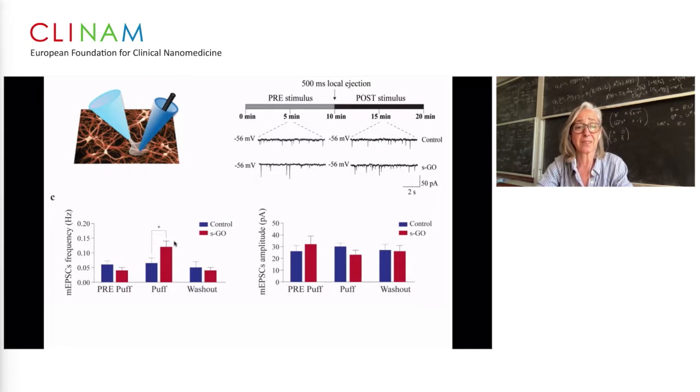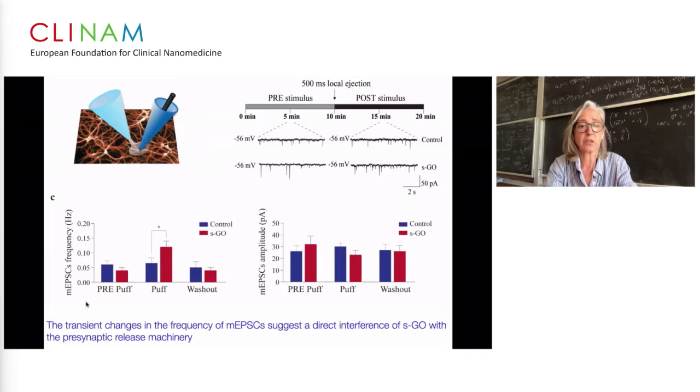And it is noted in this plot summarizing this data, SGO temporarily augments the frequency of miniature excitatory postsynaptic currents, which then goes back to the control, while the amplitude is not affected. And again, here it's not shown, but inhibitory ones were not affected. Now, these transient changes in the frequency of miniature EPSCs, excitatory postsynaptic currents, suggest that there is a direct interference of SGO with the presynaptic release machinery.